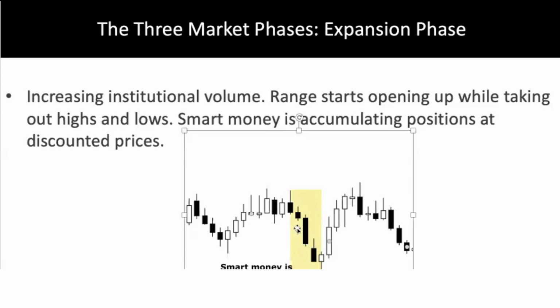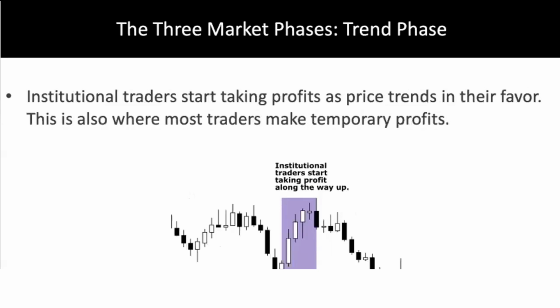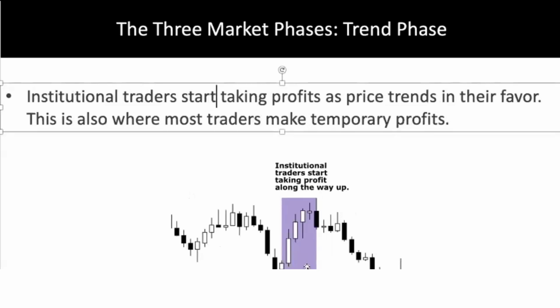Okay, so they just buy when price drops, accumulating on the way down. So what happens after they accumulate? Basically there's a change of hands. The retail traders are selling to the institutional traders who want to bring prices up. What happens next is the trend phase. Institutional traders start taking profit as price goes up.